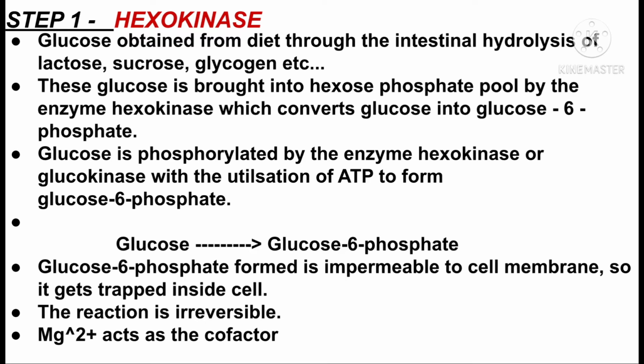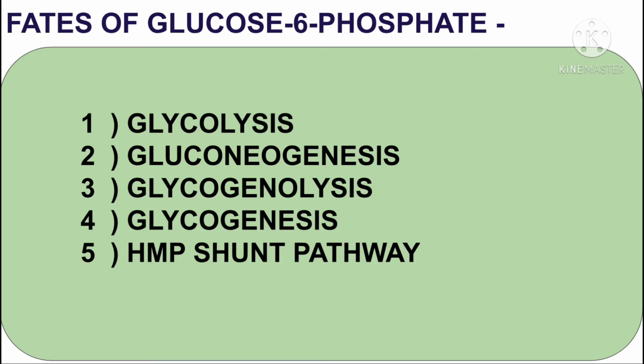The reaction is irreversible, and magnesium ions act as the cofactor. The glucose 6-phosphate formed will enter into different metabolic pathways. The fates of glucose 6-phosphate are glycolysis, gluconeogenesis, glycogenolysis, glycogenesis and the HMP shunt pathway.